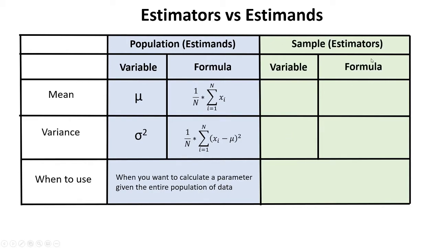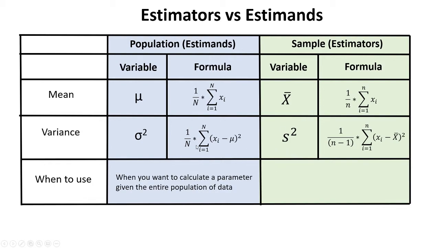Okay, so now let's talk about it for a sample estimator. The mean is going to be represented by x bar, and this denotes that it is a sample mean. You'll notice that the formula is the same as it is for the population mean, but the variable that we use is different.